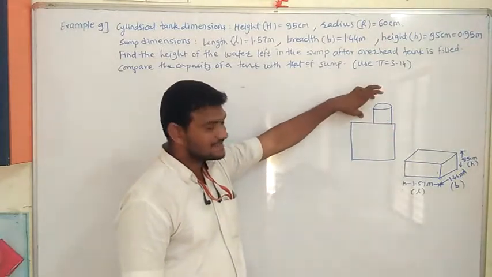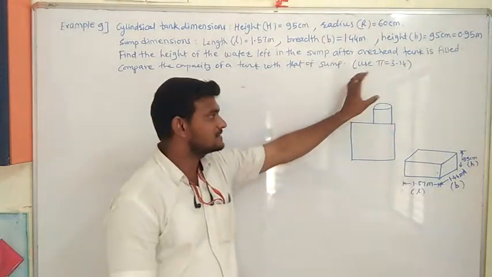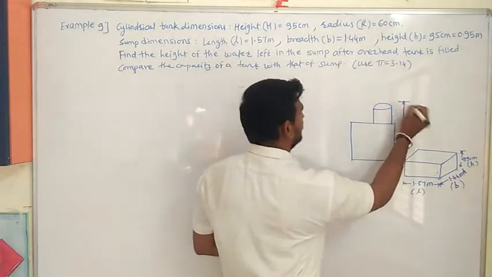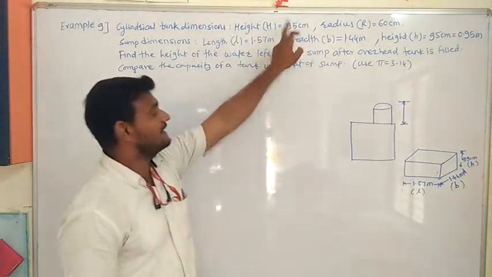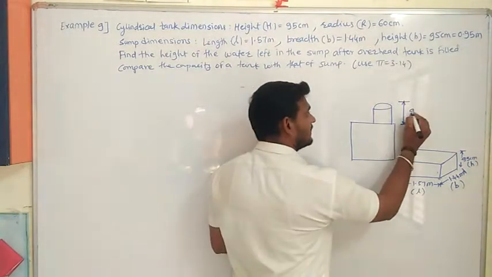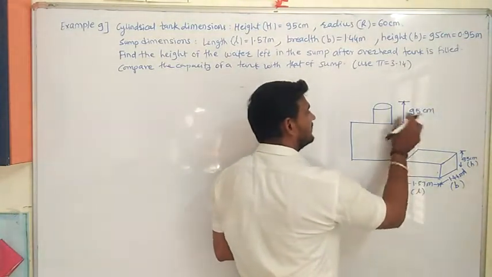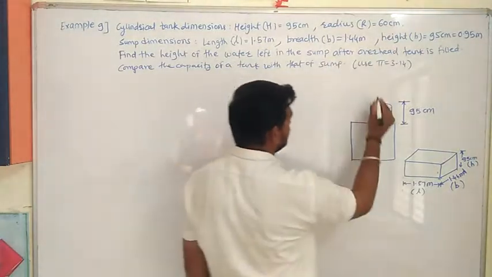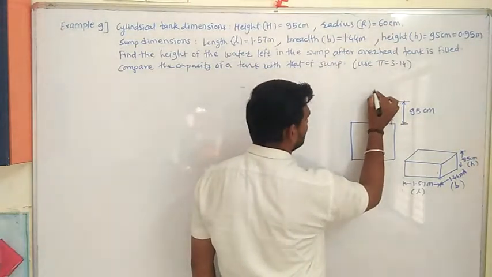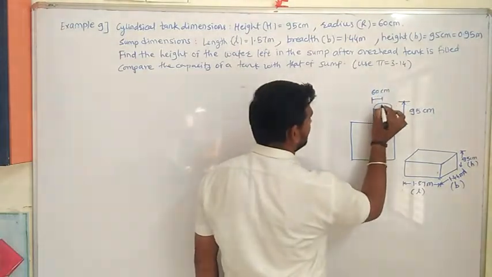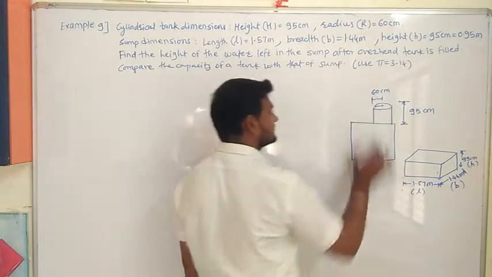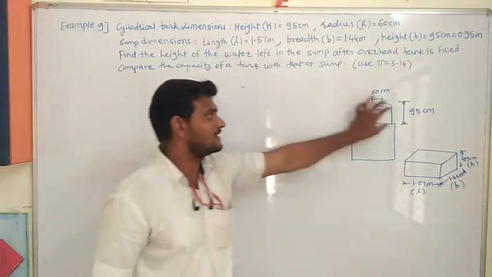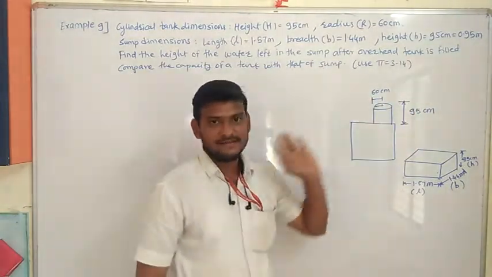On the house there is a cylindrical water tank. What is the height of the cylindrical tank given? Height is 95 centimeter, and the radius is 60 centimeter. Up to this distance is given as 60 centimeter. The radius of the cylindrical tank is 60 centimeter and the height is 95 centimeter.